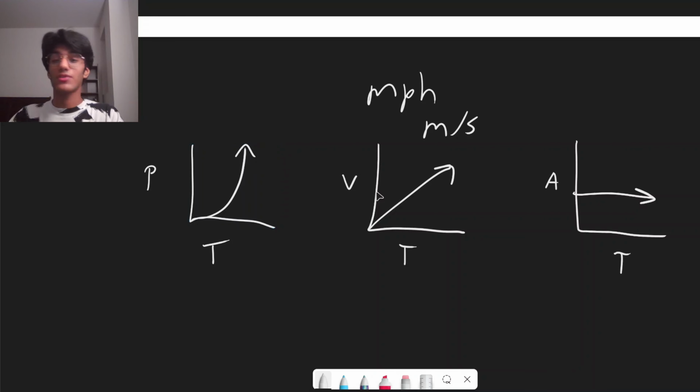Now, if we take a look at the velocity versus time graph, that is linear. The velocity is always increasing at the same rate. And as a result, since it's increasing at the same rate, this is the acceleration versus time graph, and the acceleration is constant. Since its change in velocity is constant, the acceleration is also constant.